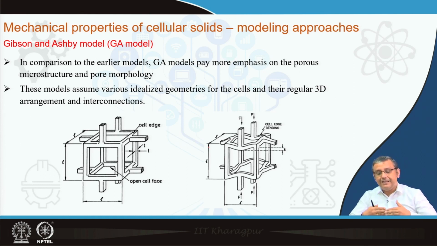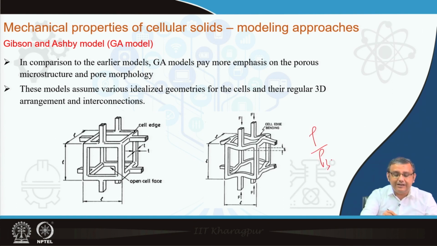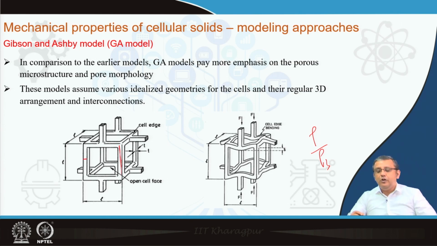In these models again the most important parameter is the relative density, that means rho over rho s, and then they use the cell dimensions, that means the thickness of the cells or the length of the cells. These parameters are used to find out this rho over rho s, and then these expressions are used to find out the properties of the materials as a function of the porosity of the materials.